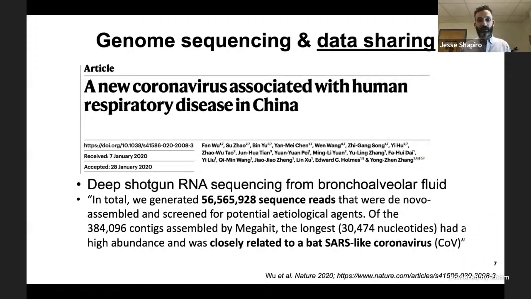They did shotgun RNA sequencing from an infected patient, from their bronchoalveolar fluid from the lungs. They didn't know what the pathogen was, so this is unbiased sequencing. This is a quote from the paper. They say, we generated over 56 million sequencing reads that were de novo assembled and screened for potential etiological agents. Of the 384,000 contigs assembled, the longest, of about 30,000 nucleotides, had a high abundance and was closely related to a bat SARS-like coronavirus. They basically blasted it against the database and they find that it is a coronavirus.